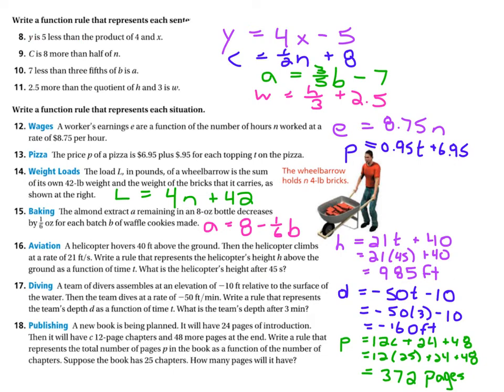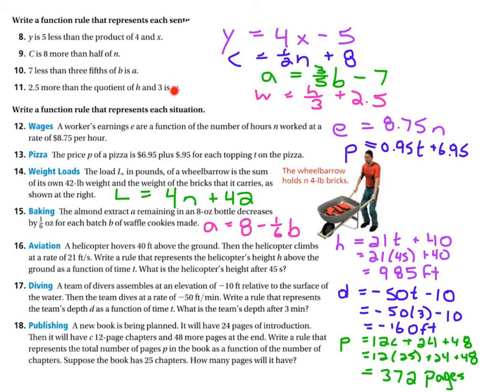C is, or C equals, 8 more than what? Half of n. Got it? Okay, A is, so that means A is equal to 7 less than 3/5 of B. So we take 3/5 of B and we go 7 less than that.